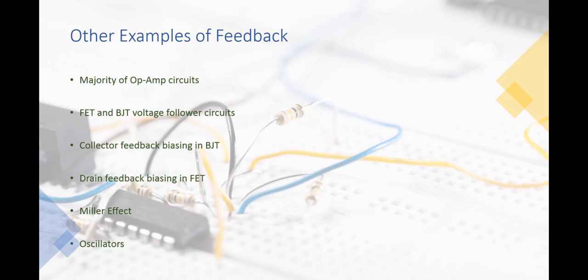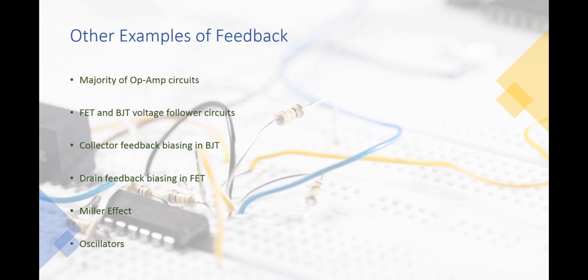So other examples of feedback in electronic circuits are the majority of op amp circuits. In fact, all the op amp circuits where you don't go into the saturation region have feedback. Without feedback you cannot avoid saturation in op amp circuits. And even in some circuits which have saturation you have feedback. The example is the Schmitt trigger.